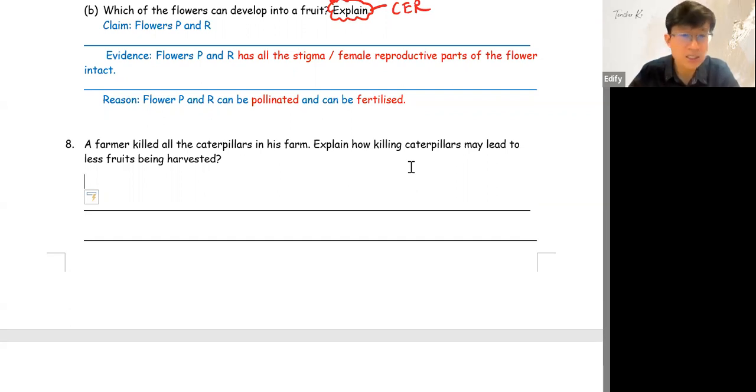But the only problem is caterpillars will develop into butterflies. Right. So by killing all the caterpillars, there are going to be no caterpillars to develop into butterflies.